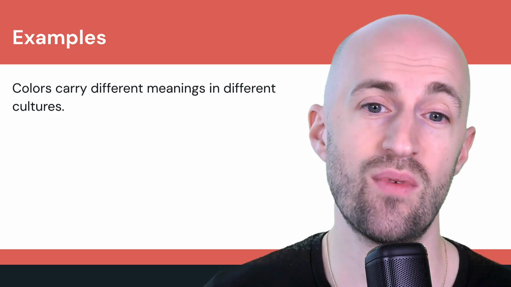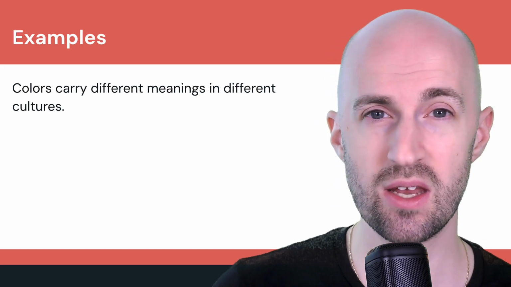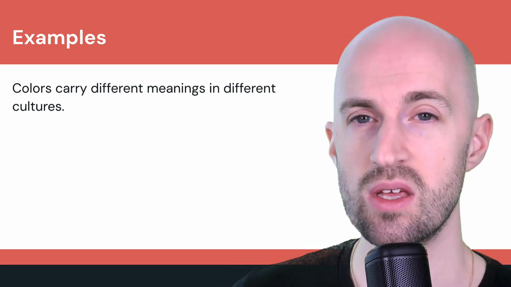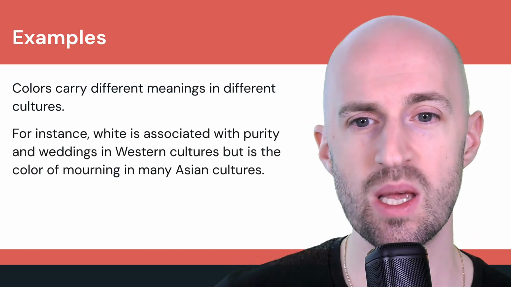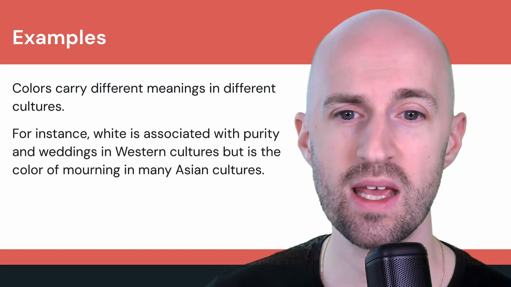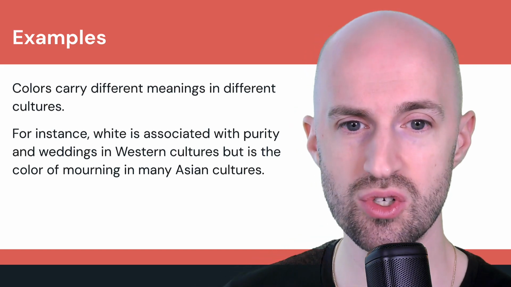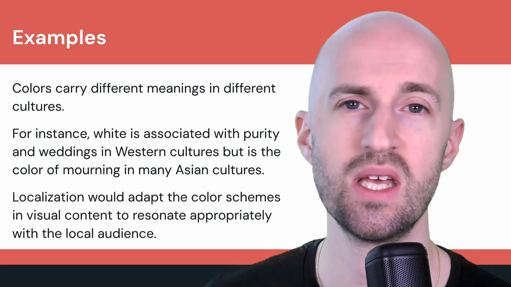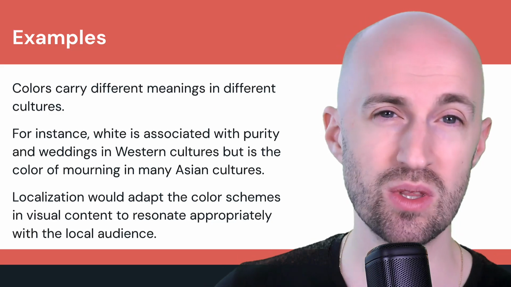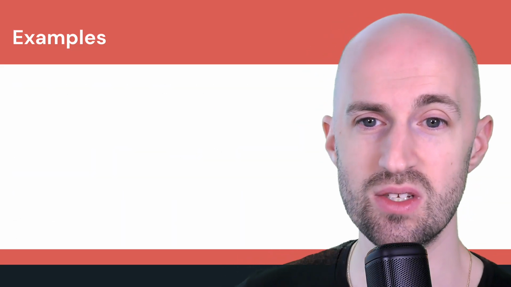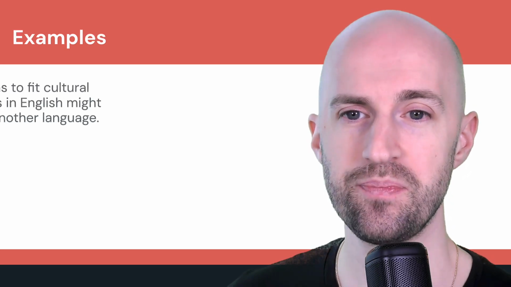Colors can carry different meanings in different cultures. This is also something one may not fully understand or think about when translating things, especially from a visual user interface point of view. So, for example, white is associated with purity and weddings in Western cultures, but it's the color of mourning in many Asian cultures. So localization would adapt the color schemes in the visual content to resonate appropriately with the local audience. So that's important to understand as well. So they might change the colors on that country's website.